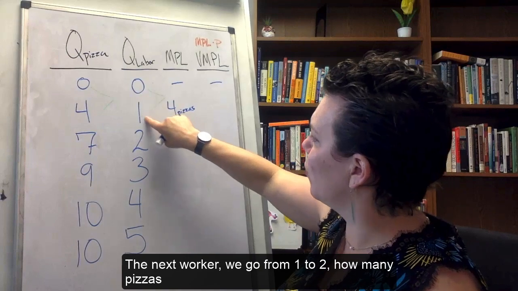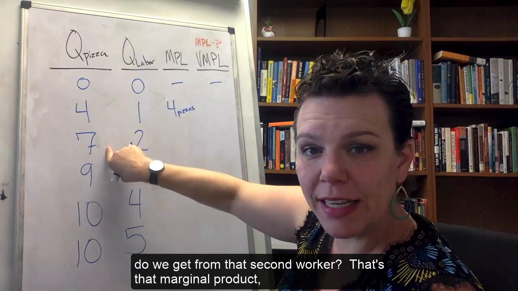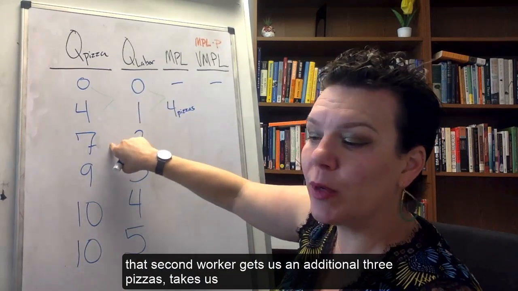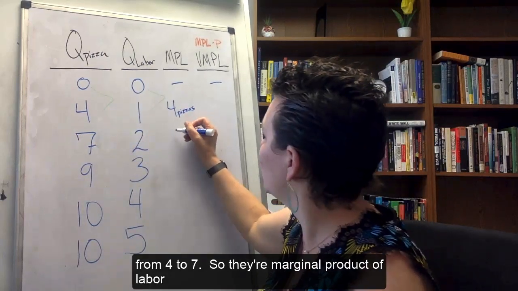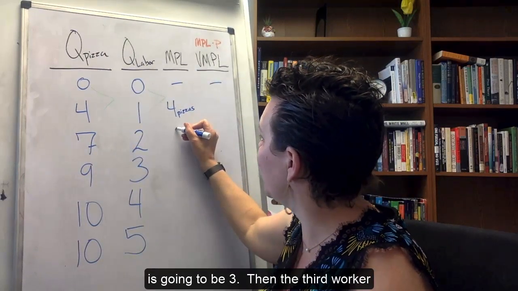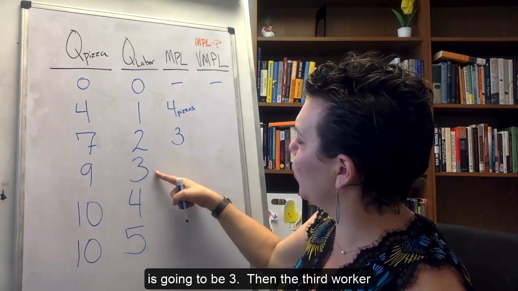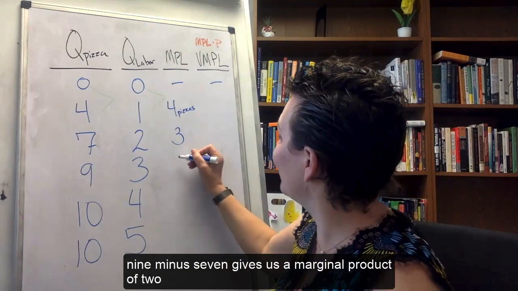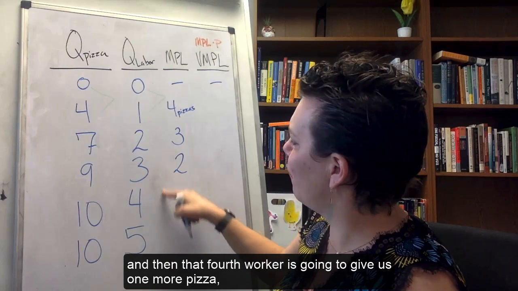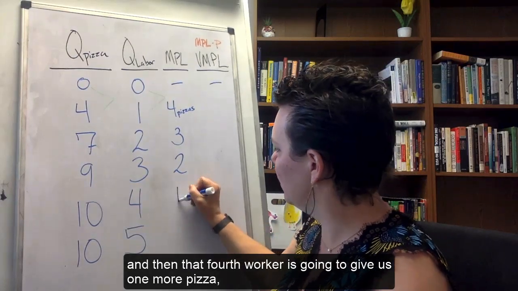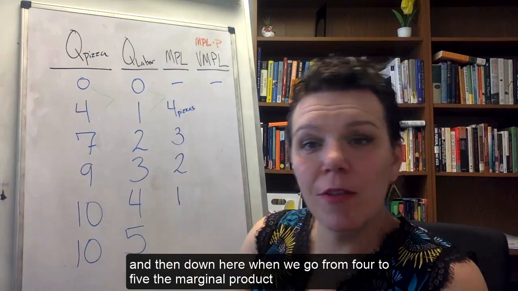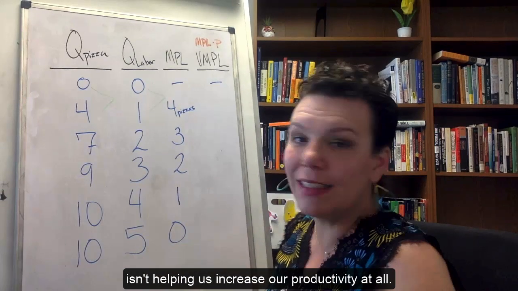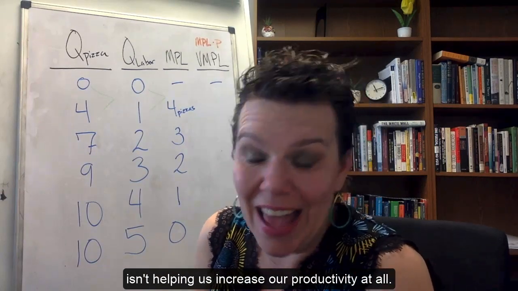The next worker, we go from 1 to 2. How many pizzas do we get from that second worker? That's that marginal product. That second worker gets us an additional 3 pizzas, takes us from 4 to 7. So their marginal product of labor is 3. Then the third worker takes us from 7 to 9, so 9 minus 7 gives us a marginal product of 2. And then that fourth worker is going to give us 1 more pizza. And then when we go from 4 to 5, the marginal product of labor in this case is actually 0. So this last worker isn't helping us increase our productivity at all.